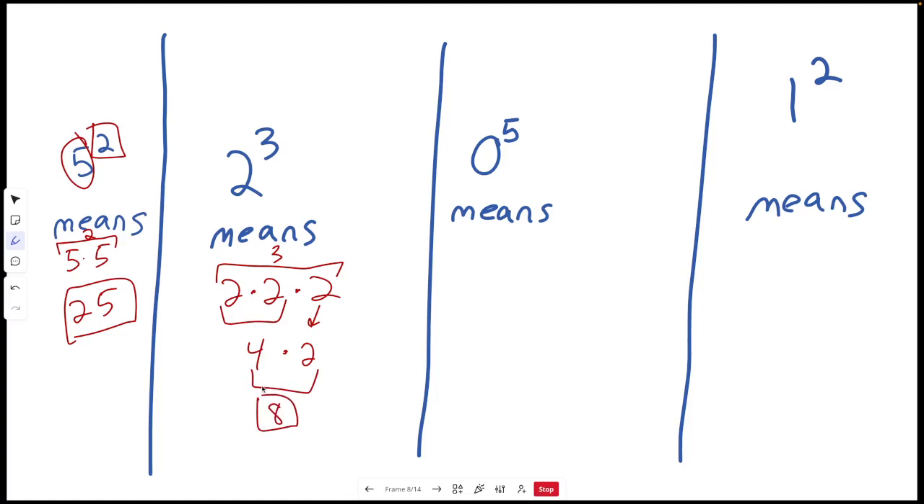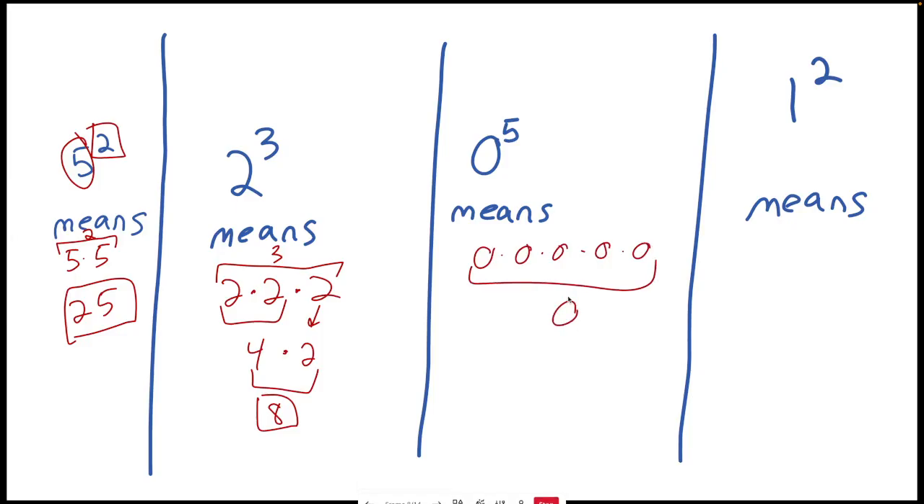For this third one, 0 to the 5th power means 0 times 0 times 0 times 0 times 0. Well, 0 times anything is just 0. And for this last problem here, 1 to the second power means 1 times 1. And so the answer is just 1.